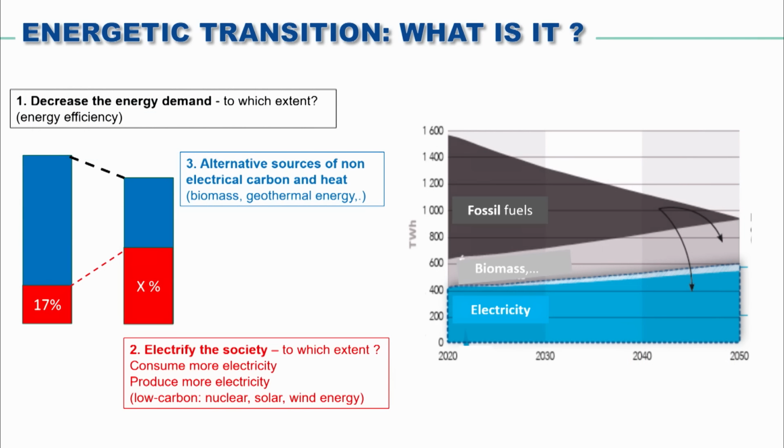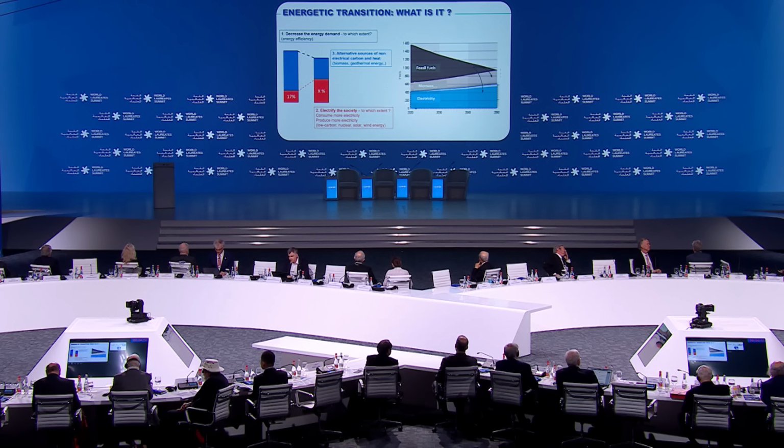I feel legitimate to say these words, in particular as president of the Energy Committee of the French Academy of Sciences since 2018. The Academy has done a huge amount of work on this issue. To summarize, the energy transition implies three directions. The first one is to decrease the energy demand. Of course, it will not be to the same extent in all countries; some will increase it and some can decrease it. The question is to which extent, and they work on energy efficiency technology.